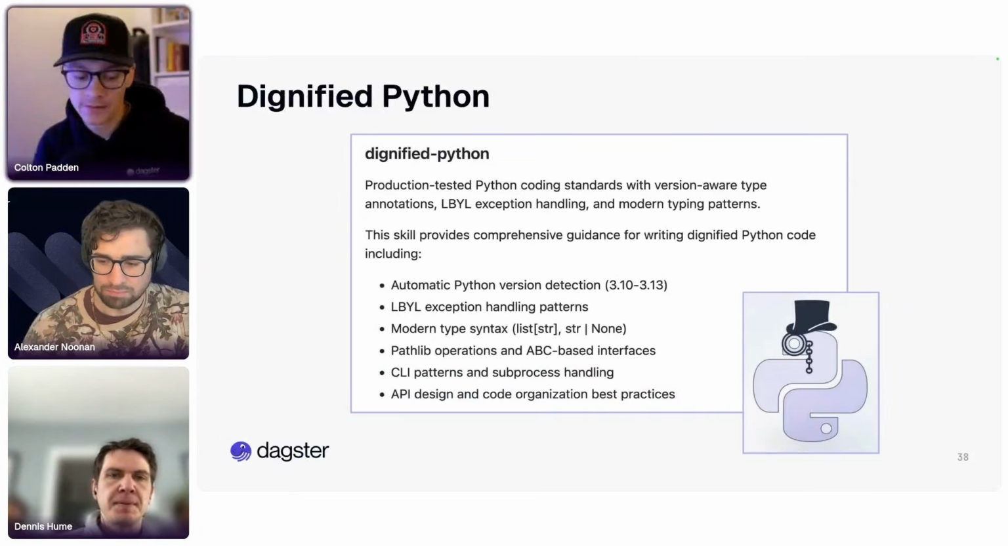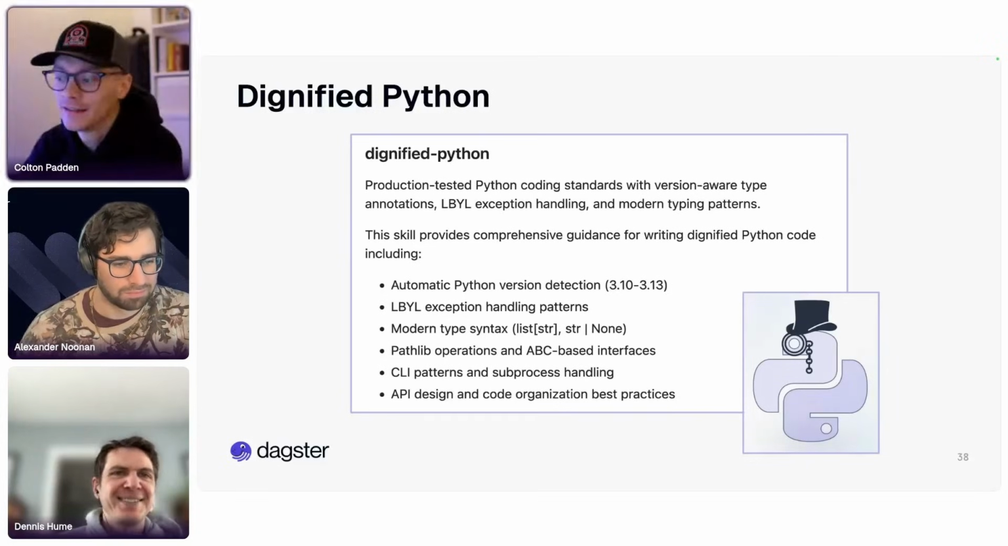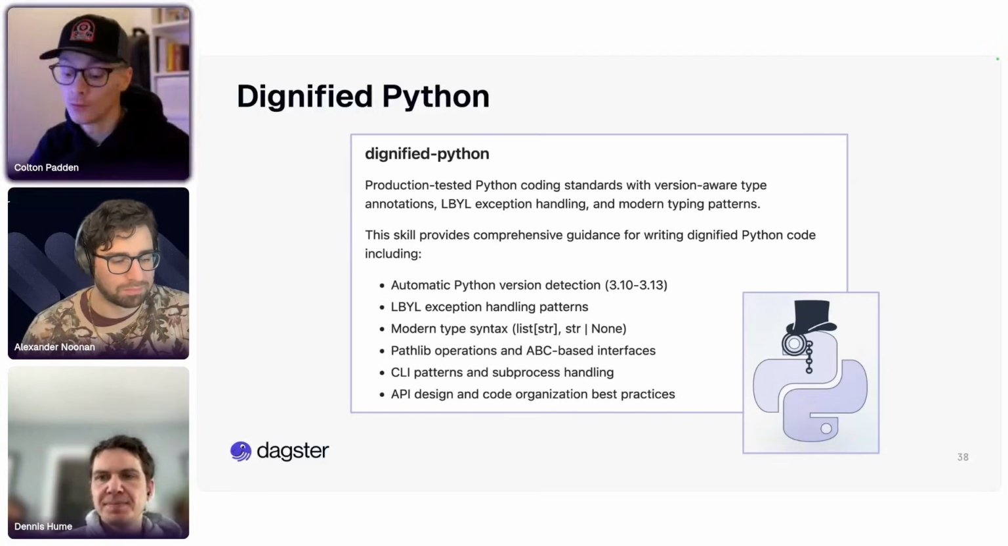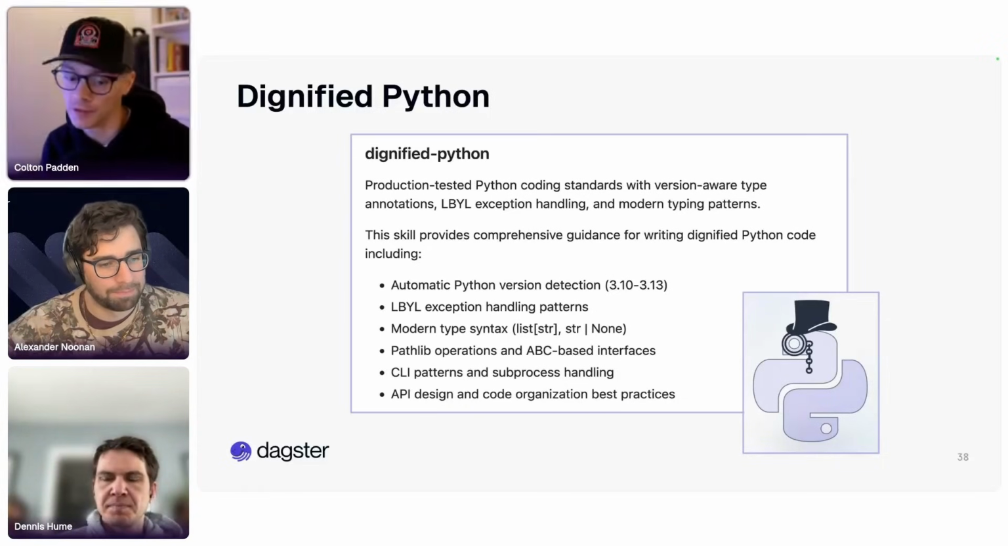And then finally, seemingly people's favorite is the dignified Python. This is all of our lessons learned as an organization working on Dagster, the product itself, on how we like to write Python code. And that's available in this Claude marketplace as well.